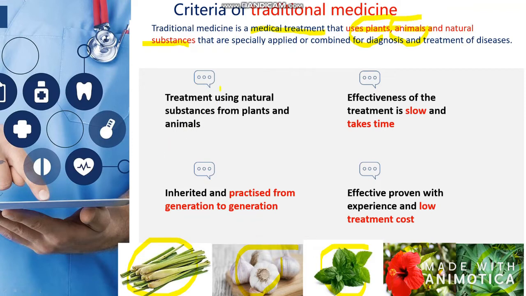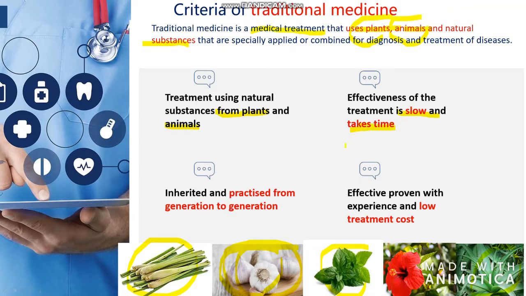What are the criteria of traditional medicine? First, treatment using natural substances from plants and animals. So when we talk about traditional medicine, that means we use plants or animals. The second one is that the effectiveness of the treatment is slow and takes time. For example, have you ever heard people saying that garlic is useful to lower blood pressure? When you eat garlic just to lower your blood pressure, it takes time, and you have to eat continuously. So the effectiveness of the treatment is slow and takes time.